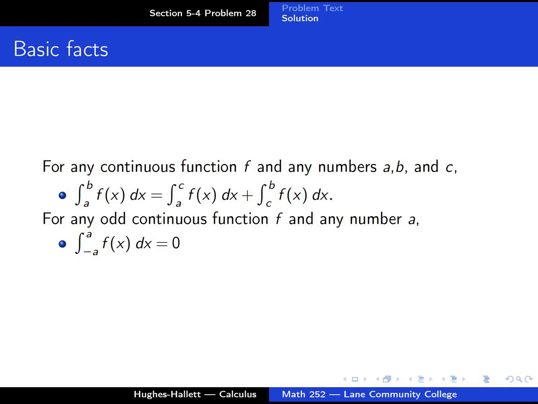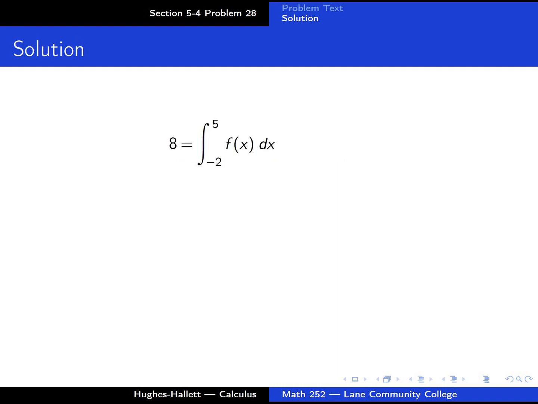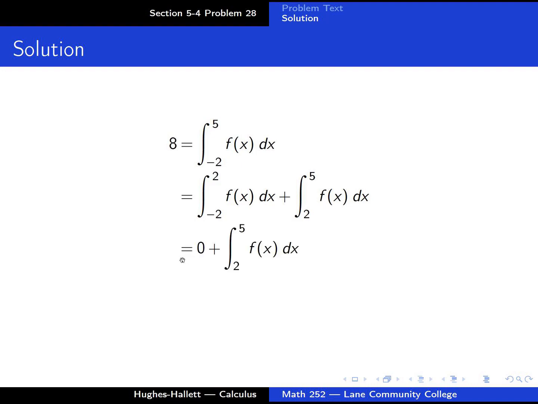So in this particular case, we've been given that 8 is the integral from minus 2 to 5 of f of x dx. And we use the addition property of the integral to write that as two integrals. We write it as the integral from minus 2 to 2 of f of x plus the integral from 2 to 5 of f of x. And then we use the fact that we've been told that f of x is odd to evaluate that first integral, the one from minus 2 to 2, and see that it must be 0. And that tells us that, in fact, the integral from 2 to 5 of f of x dx has to be 8.